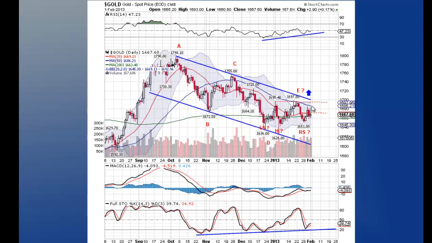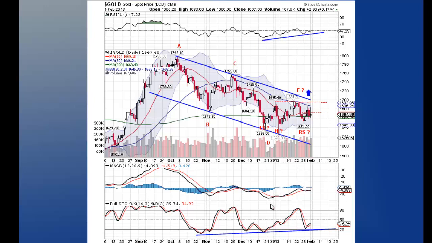Alternatively, if the price spikes higher, the logical levels of resistance would be here at 1686, which is falling 50 period moving average, followed by this 1695 level, which we tempted 3 or 4 times and we got rejected. So obviously that's a really, really strong resistance here. And then obviously this falling resistance trend line around 1700 level. So something for us to watch.